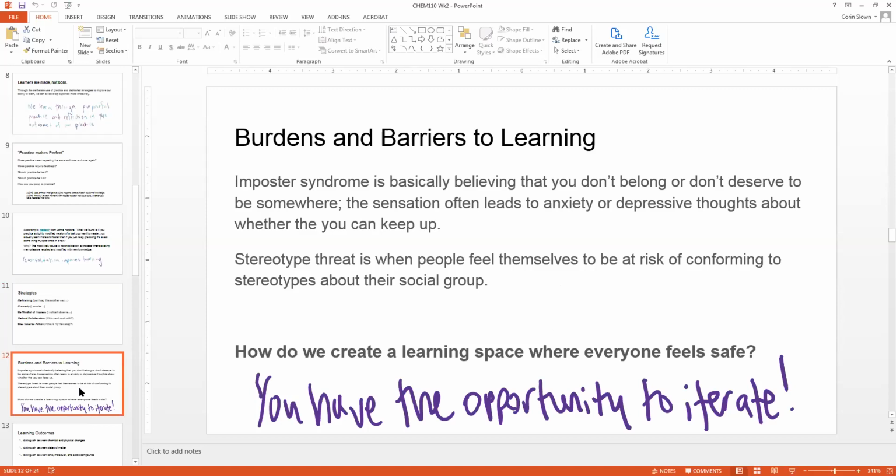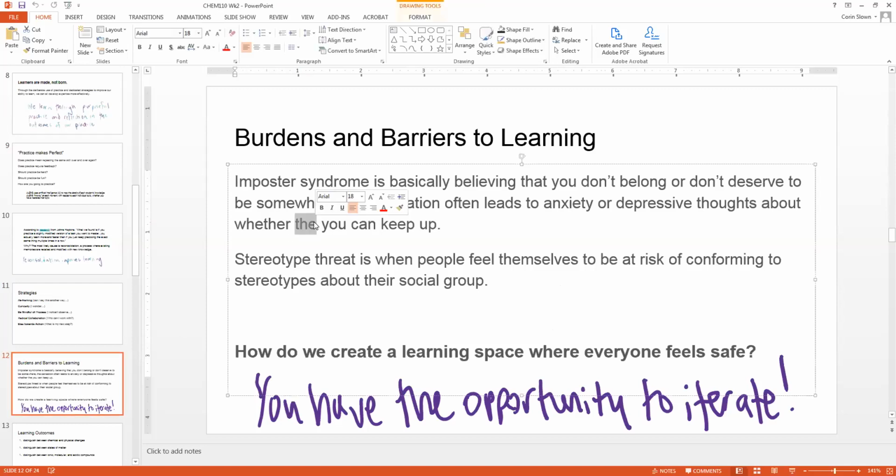Importantly, we want to talk about some very real burdens and barriers to learning. Imposter syndrome is basically believing that you don't belong or that you don't deserve to be somewhere. The sensation often leads to anxiety or depressive thoughts about whether you can keep up. Stereotype threat is when people feel themselves to be at risk of conforming to stereotypes about their social group.